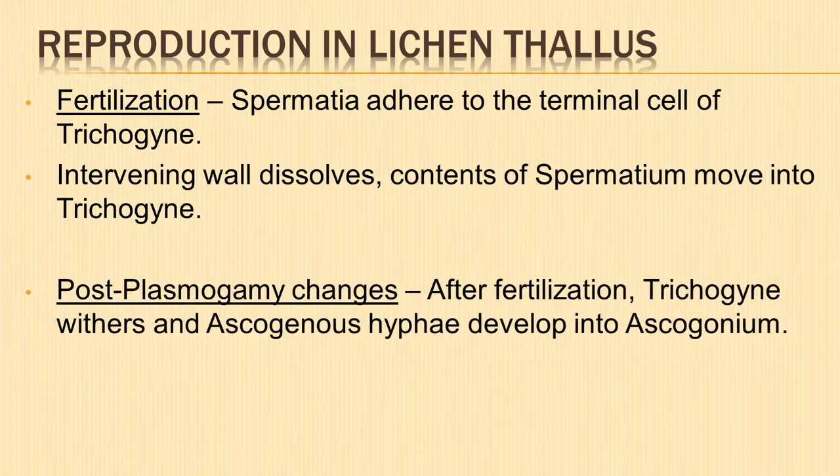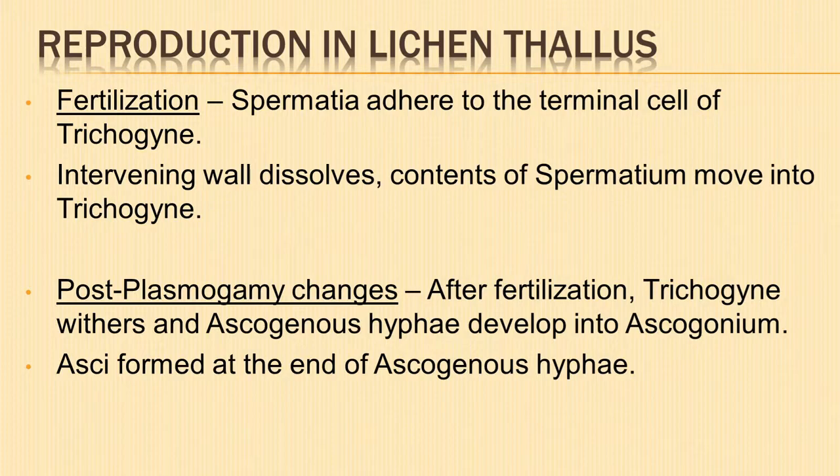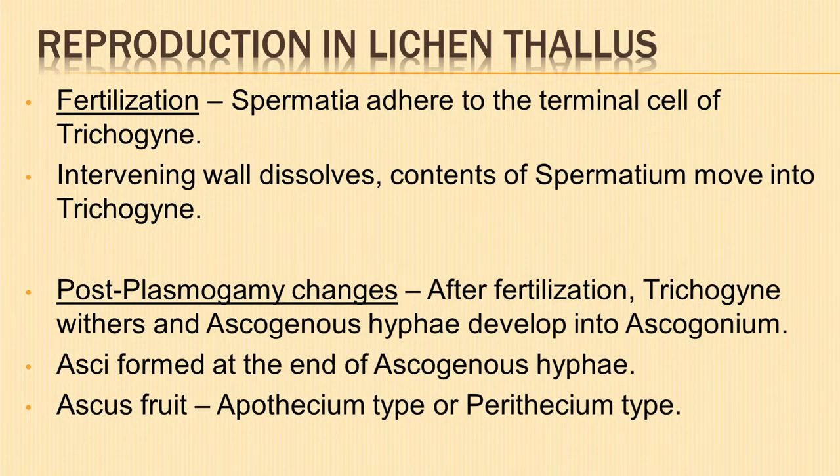Post-plasmogamy changes. After fertilization, various changes are seen in the carpogonium. The trichogyne withers and branched ascogenous hyphae develop from the ascogonium. Asci are formed at the end of the ascogenous hyphae. The ascus fruit is either of apothecium type or of perithecium type.